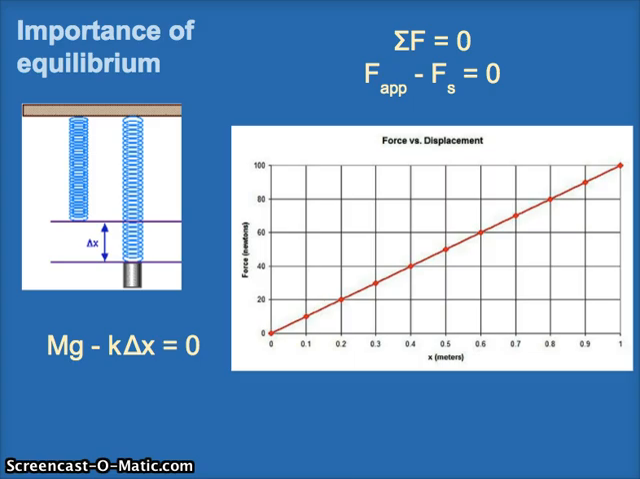A better method, of course, is to use a graph. And so a lot of times the information about spring constants is given as a graph. And so you need to recognize that the slope of this would tell us the value of the spring constant in newtons per meter.